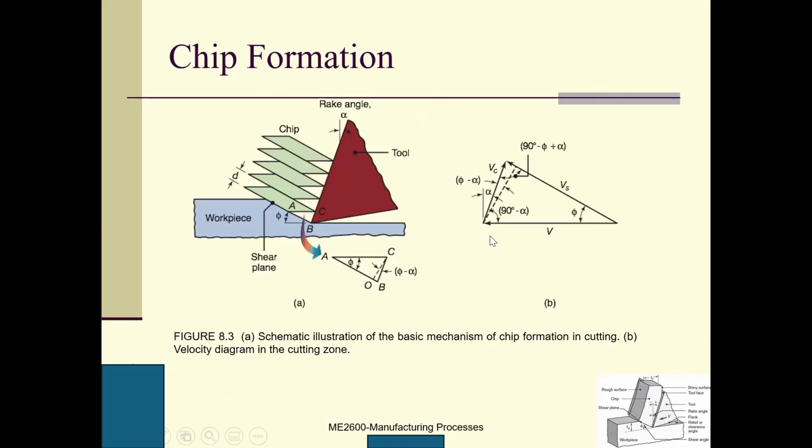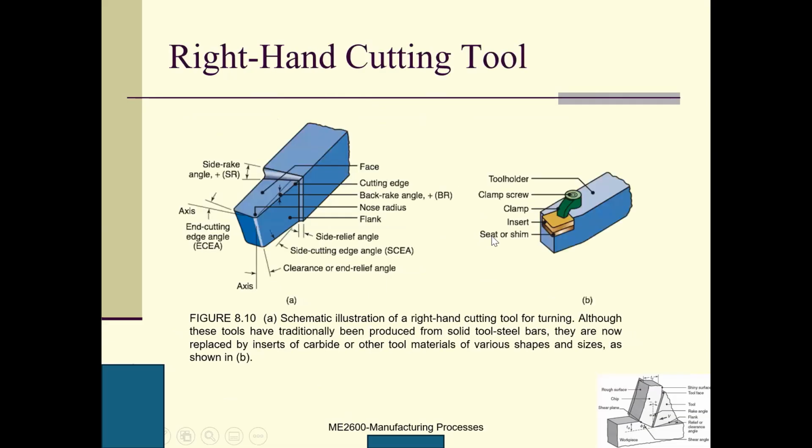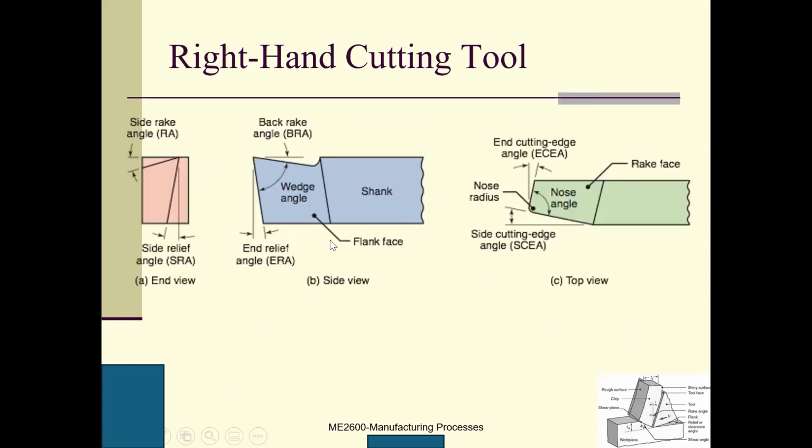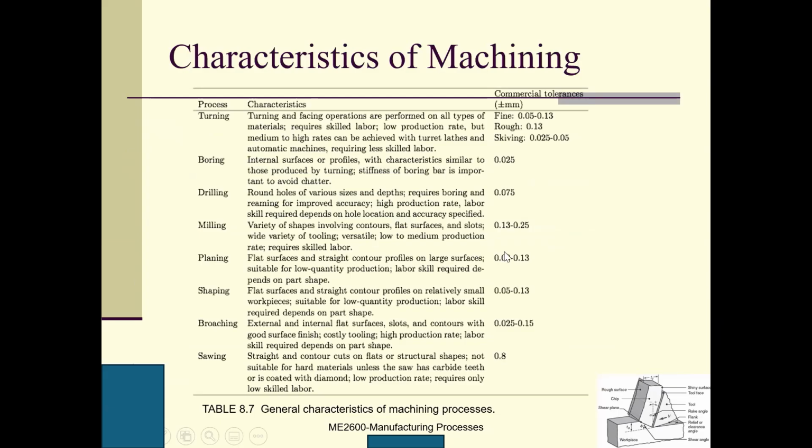So here's a chip formation. This is a right-hand cutting tool. This one will appear in our final midterm. So here is how to describe and how to label the different parameters. And then we talk about the characteristics of machining.